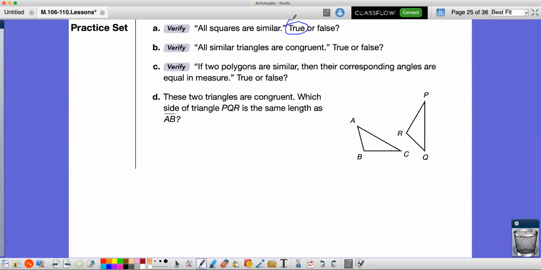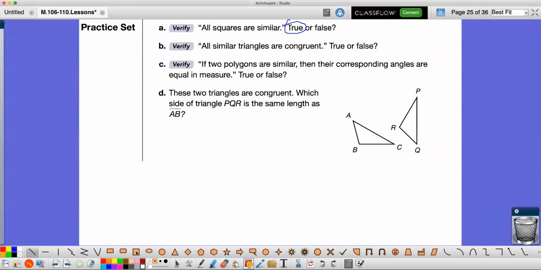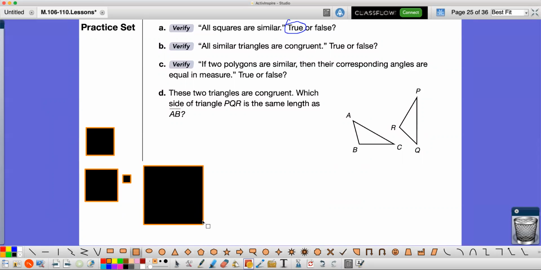If you answered true, you've nailed it. Why are all squares similar? Let me see if I can draw you a square. Here's a square. There's one square. Here's another square. Here's another square. Here's another square.